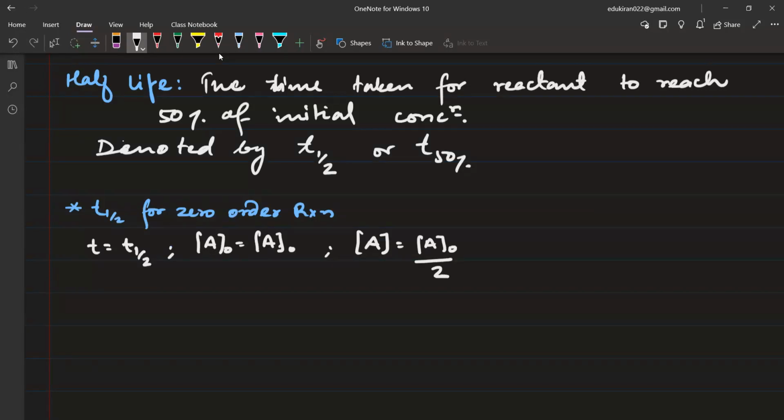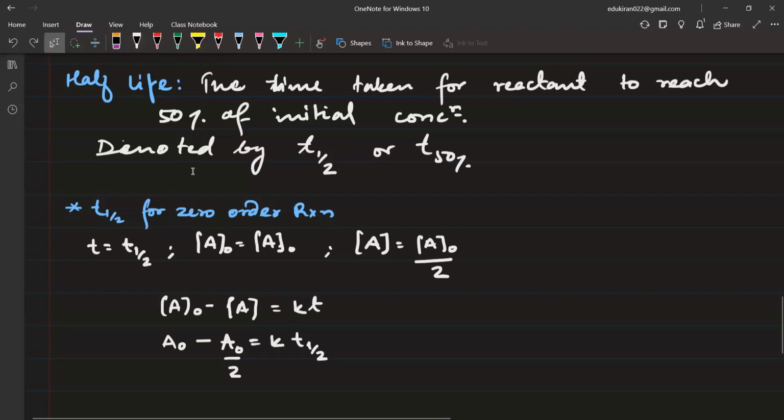Now our zero order reaction is A naught minus A equal to KT. I hope you don't have any problem without square brackets. A naught minus A is equal to K, and in place of T we put T half. Sorry, in place of A, what will come? A naught by 2, right? A naught by 2 at T half.